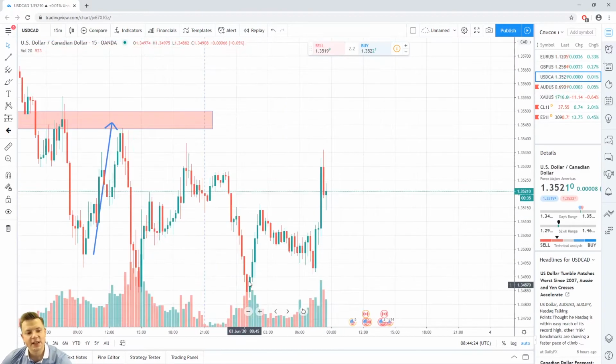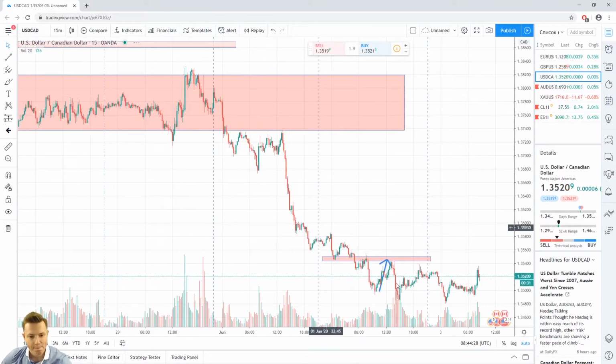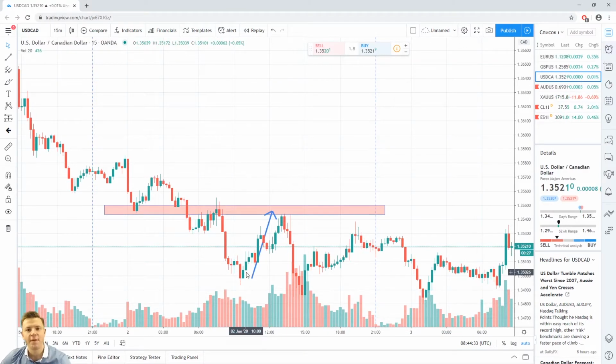Canadian dollar, I said I expect some sort of pullback in terms of this down movement, and I expect a pullback from 1.35 until 1.3550. As you can see, price hit my first target in this case.